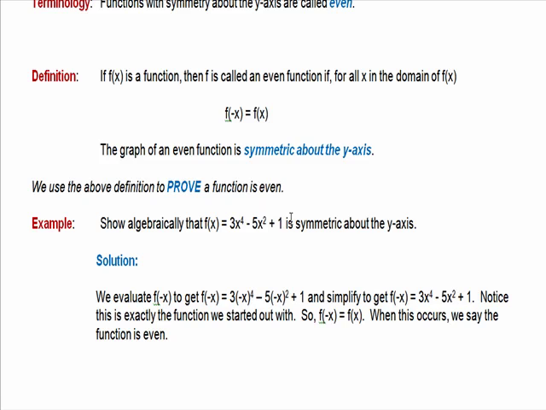That's kind of a neat little hint, but please don't use that as your only means to tell whether a function's even or odd, especially when we get into other functions like sine and cosine, and if we were to look at some of the other types of functions, some rational functions. So be really, really careful with that.